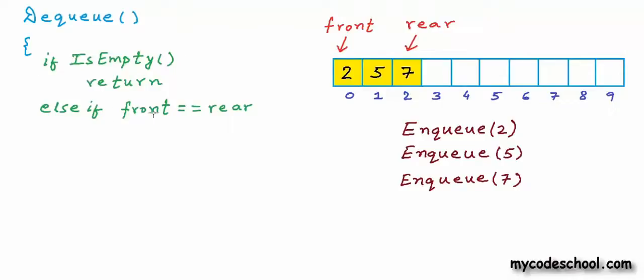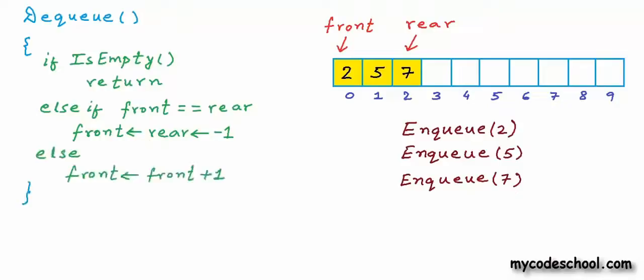In this else if, we can simply check whether front is equal to rear or not. If this is the case, a dequeue will make the queue empty. And to mark the queue as empty, we need to set both front and rear as -1. This is what we had said, that we will represent an empty queue by marking both front and rear as -1. In default or normal scenario, we will simply increment front.